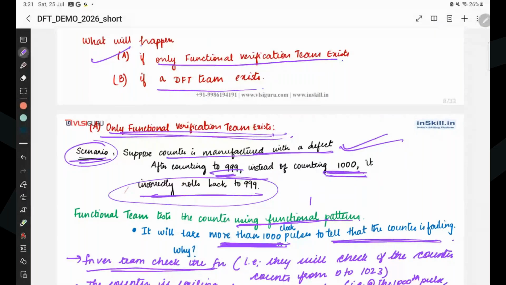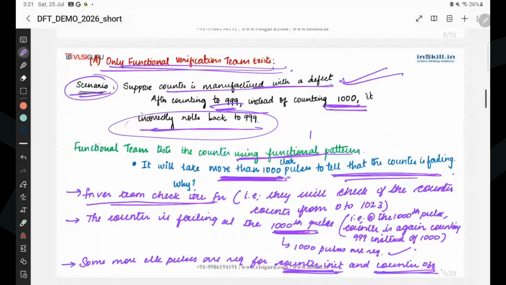The reason is they will be checking the functionality. So functional verification team means they will be checking the functionality, which means they will check if the counter counts from 0 to 1023. So the counter is failing at the 1000th pulse, because at the 1000th pulse only, the counter is again counting 999 instead of 1000. So 1000 pulses are required.